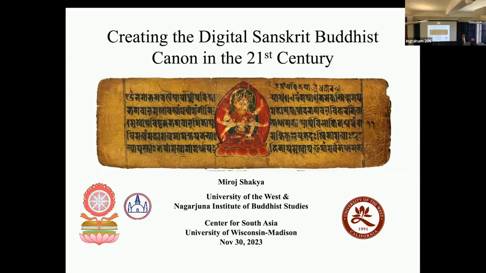Today's topic is creating the digital Sanskrit canon in the 21st century. Some of you may know that in Buddhism there's a Tripitaka, in Pali called Tipitaka, or in Sanskrit Tripitaka. That means a collection, a basket of texts, right? Three baskets: Sutra, Vinaya and Abhidharma. Today I'm talking about the Sanskrit three baskets.